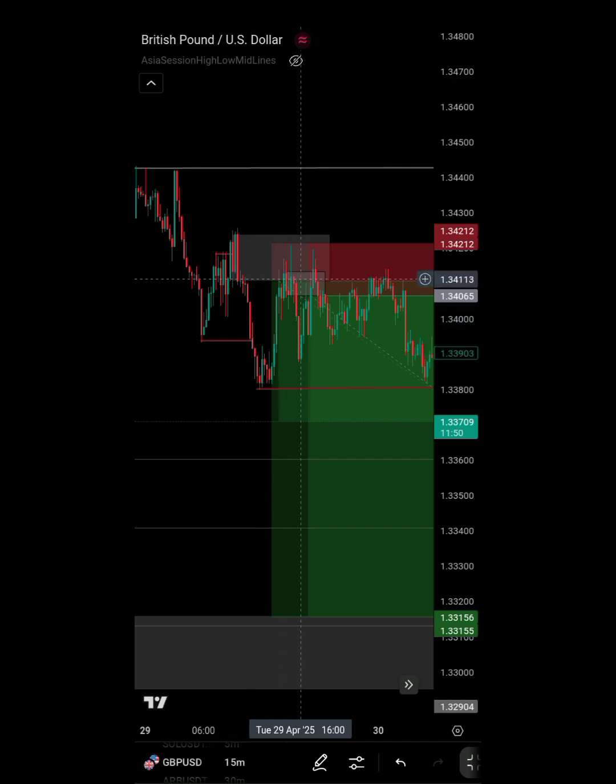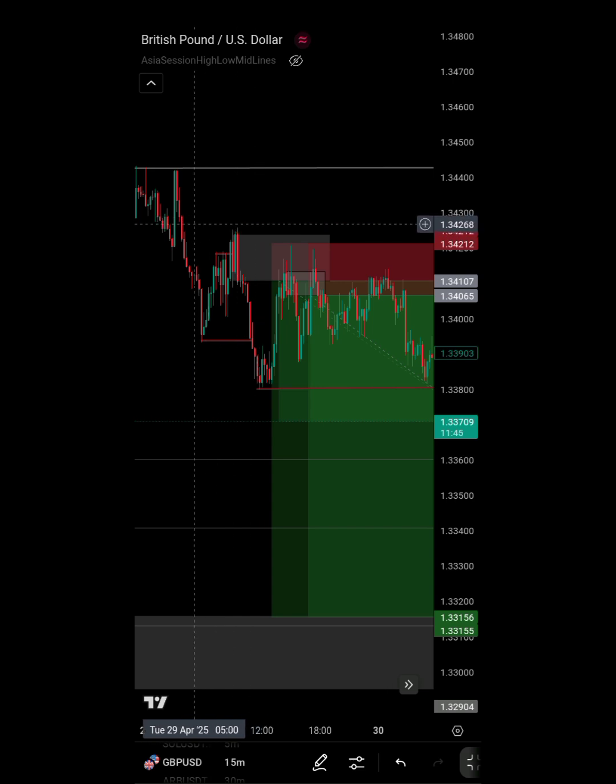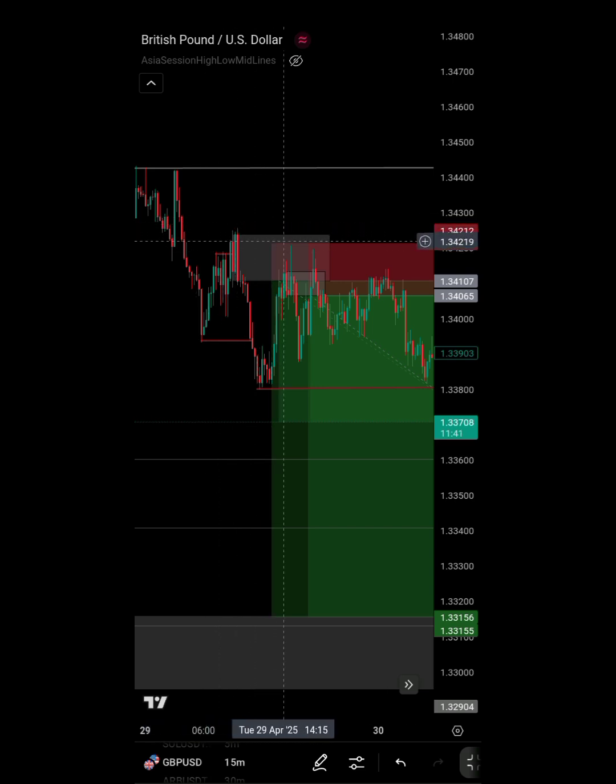So price pulls back, tags me in. I was putting my stop loss above this level. You understand? Which is the ideal level and the safest level. Because if price is to break the level, I don't think the trade is valid anymore, you know what I mean.